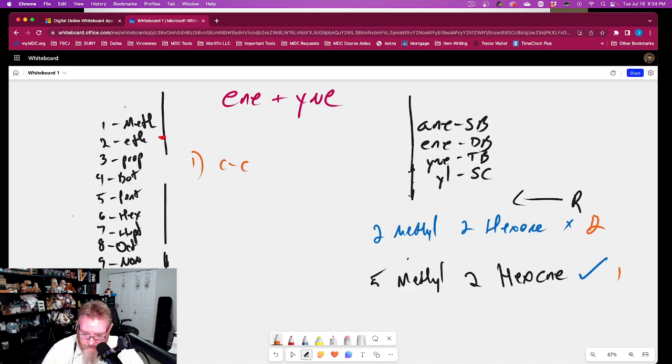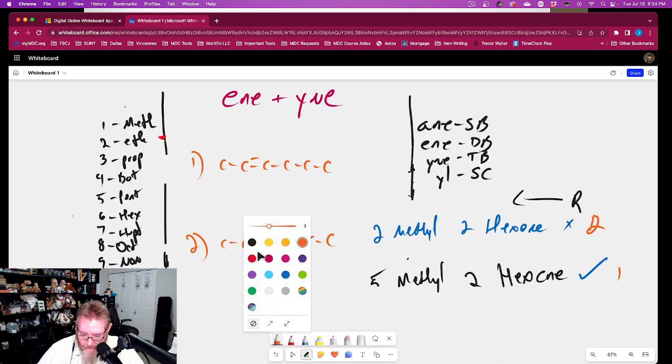2-hexene. 1, 2, 3, 4, 5, and 6. Here's number 2. 1, 2, 3, 4, 5, 6. Try to make this as similar as possible, right? We know the double bond is on 2. We're good. Now, look where we drop the carbons.